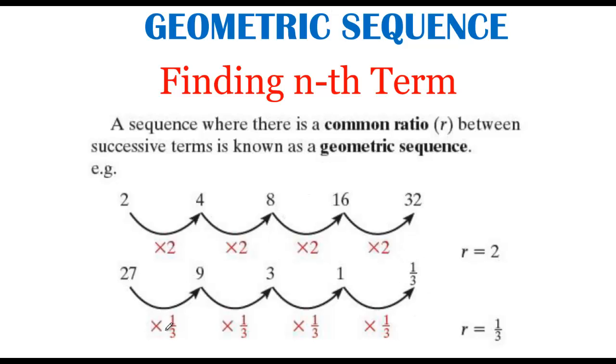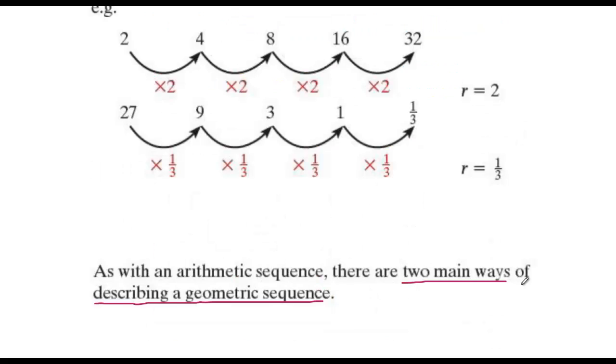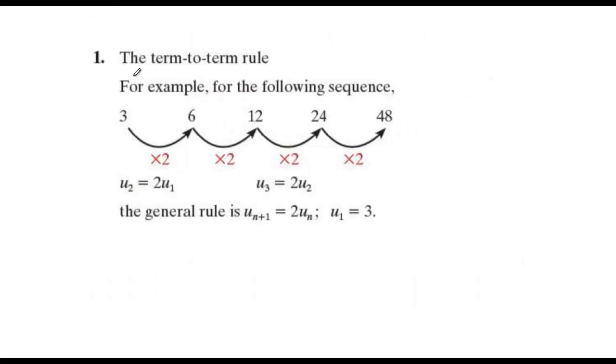Here this number is called the common ratio, and the common ratio R is equal to 1 over 3. And this sequence is again a geometric sequence. There are two main ways of describing a geometric sequence. The first is called the term-to-term rule.